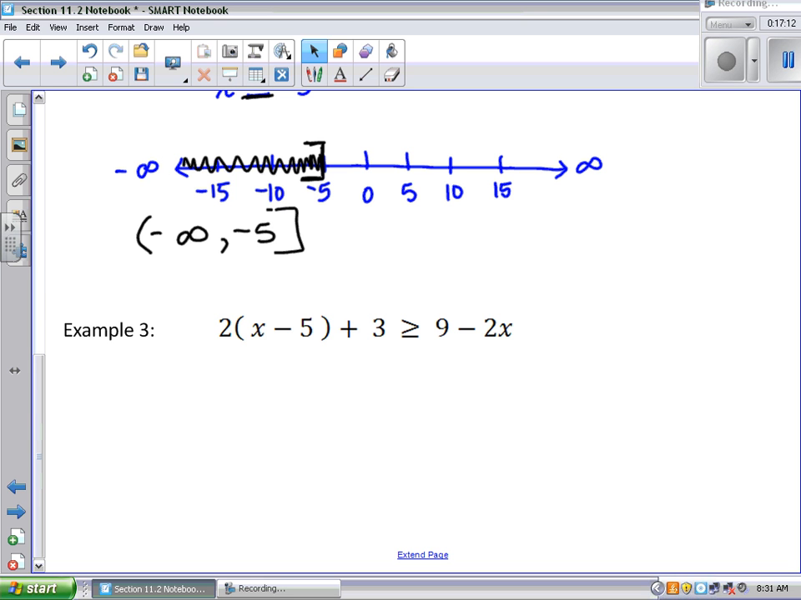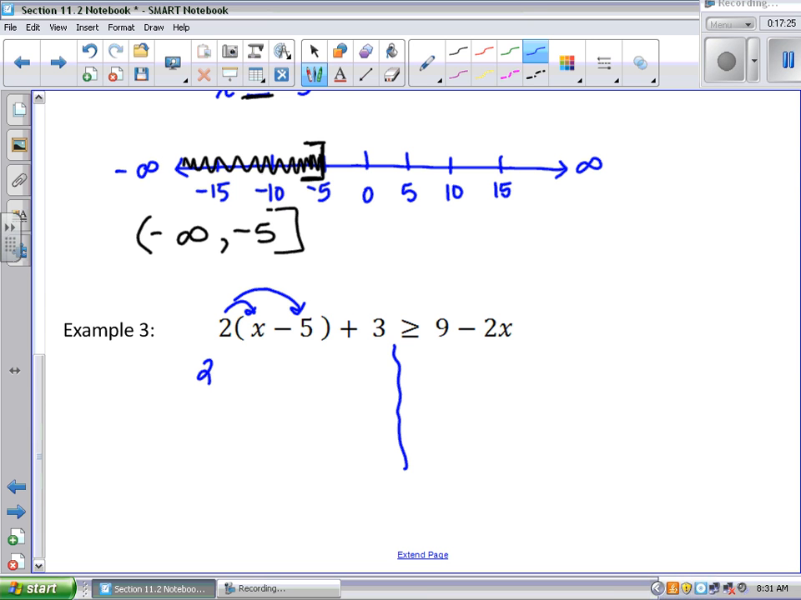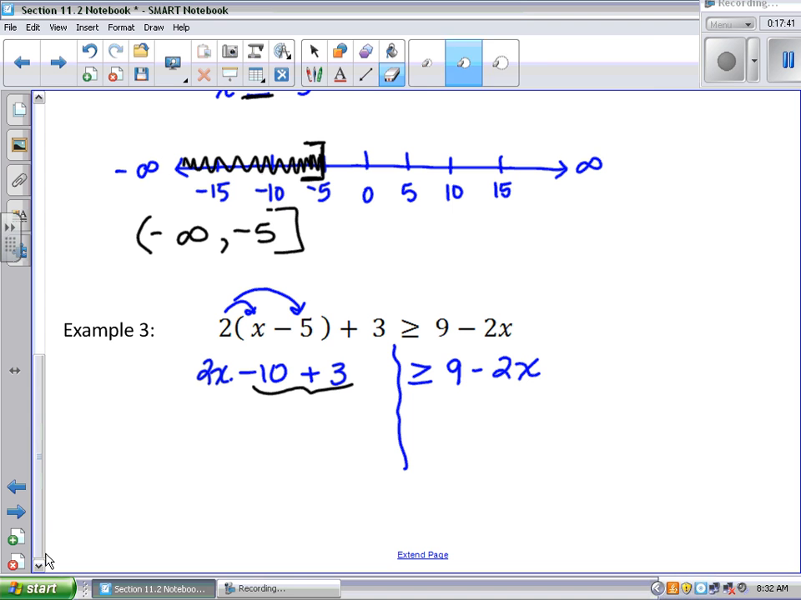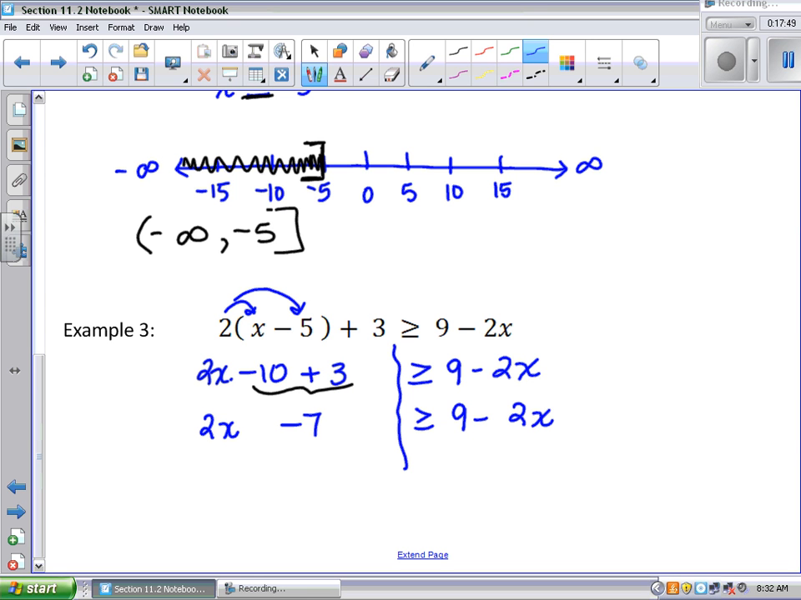And for our third example, this one's a little bit more complicated. We need to simplify each side first. So think about where your sides are. Need to distribute to get rid of my parentheses. 2x minus 10 plus 3 is greater than or equal to 9 minus 2x. Combine your like terms on the left, and we have 2x minus 7 is greater than or equal to 9 minus 2x.